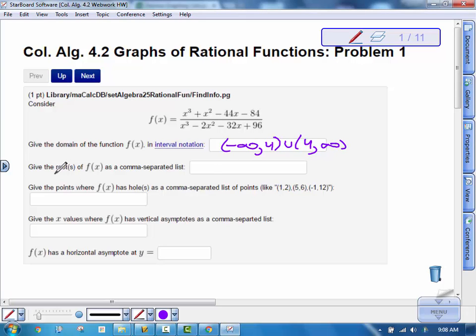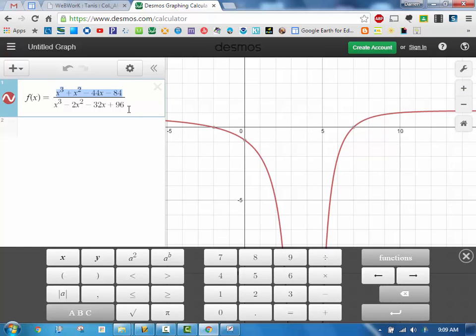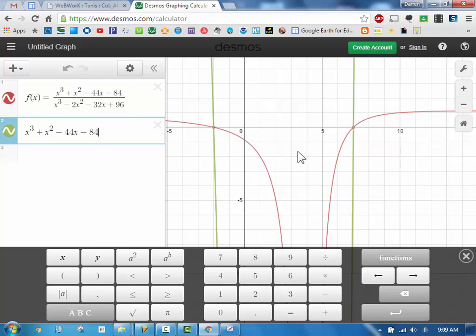Okay, and then it wants us to give the roots. The roots are where the top is 0. So we're going to now go back to Desmos and just take the top. This is the quickest way. We don't have a way to solve the zeros of a cubic function without using Desmos. And plug the top in, and we see the zeros are at -2 and 7. I guess we could have told those from the original function too, but -2 and 7.